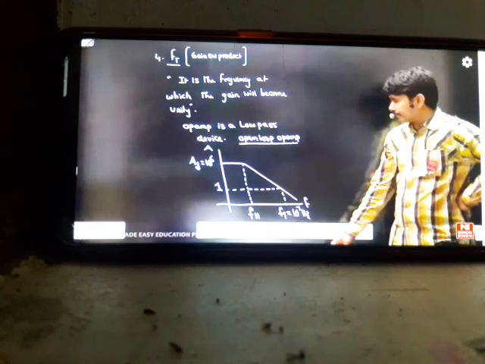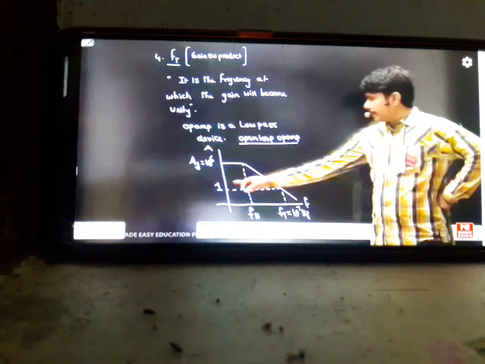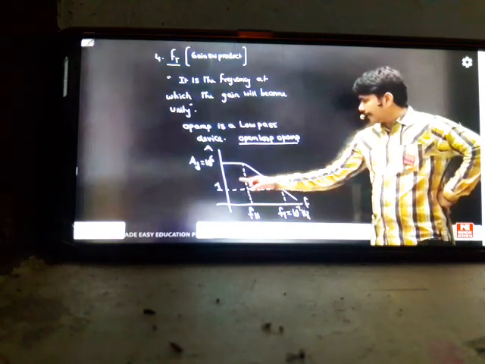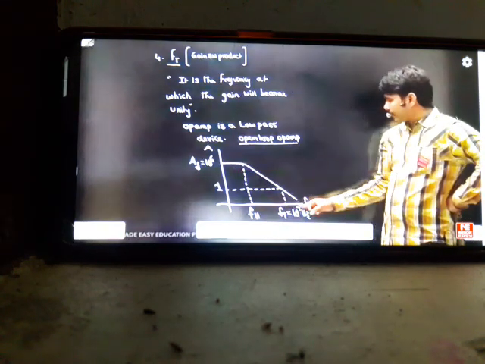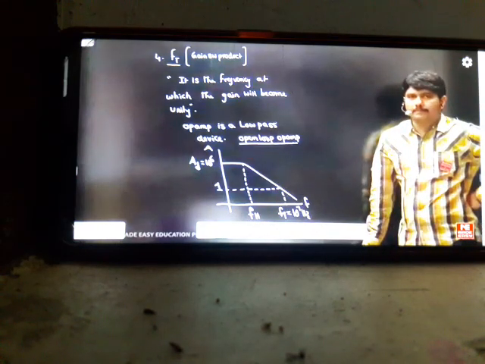How to answer this question? FT they'll give and AD they'll give in the problems. What is the principle I said in previous BJT classes? Gain into bandwidth will be the same as gain into bandwidth. So you may take the product from here to here or from here to here, that will be the same. That is the proof I did in BJT classes. So the gain bandwidth product is constant.